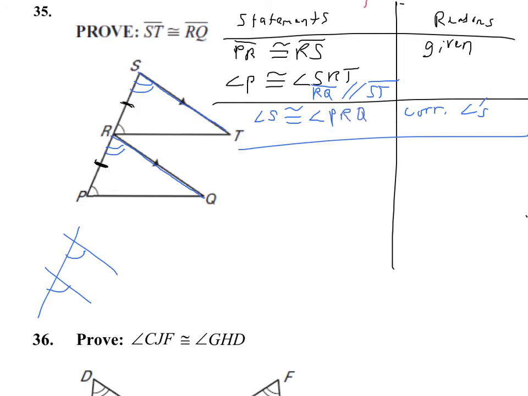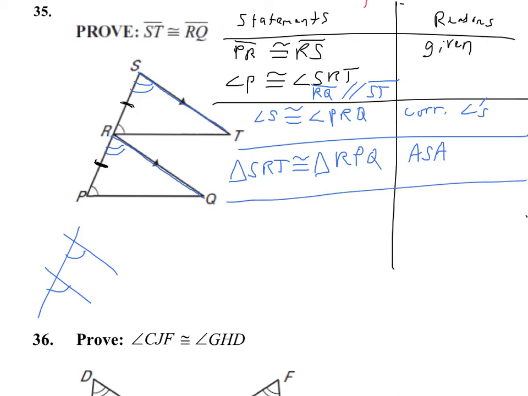And now, look at what we have. We have ASA. So by ASA, let's say triangle SRT is congruent to triangle RPQ. I know often in this chapter that's where we ended. We said the triangles are congruent, we're done.